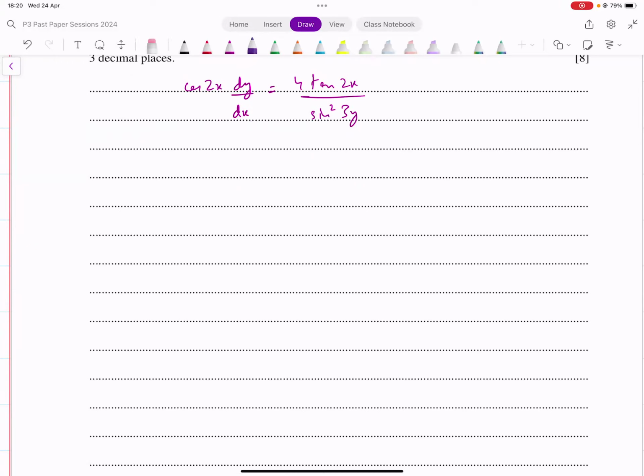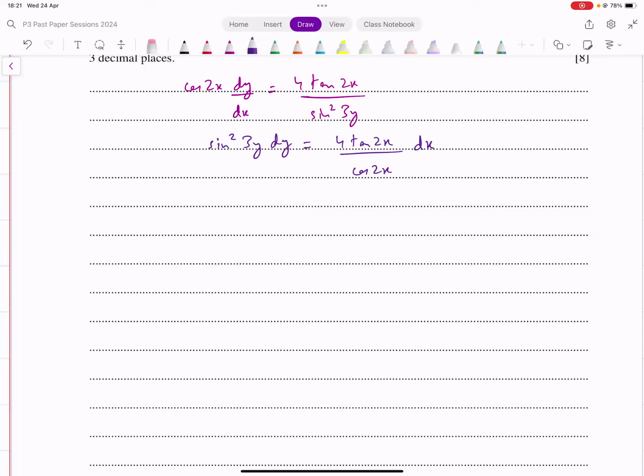Let's take dx to the right, and all the x terms to the right, all the y terms to the left. So this will come to the left, and it will become sine square 3y into dy. Cos 2x will go to the other side, and we would be left with 4 tan of 2x divided by cos of 2x into dx. So that's the variables separated. We have separated the variables. That's the first thing that we had to do.